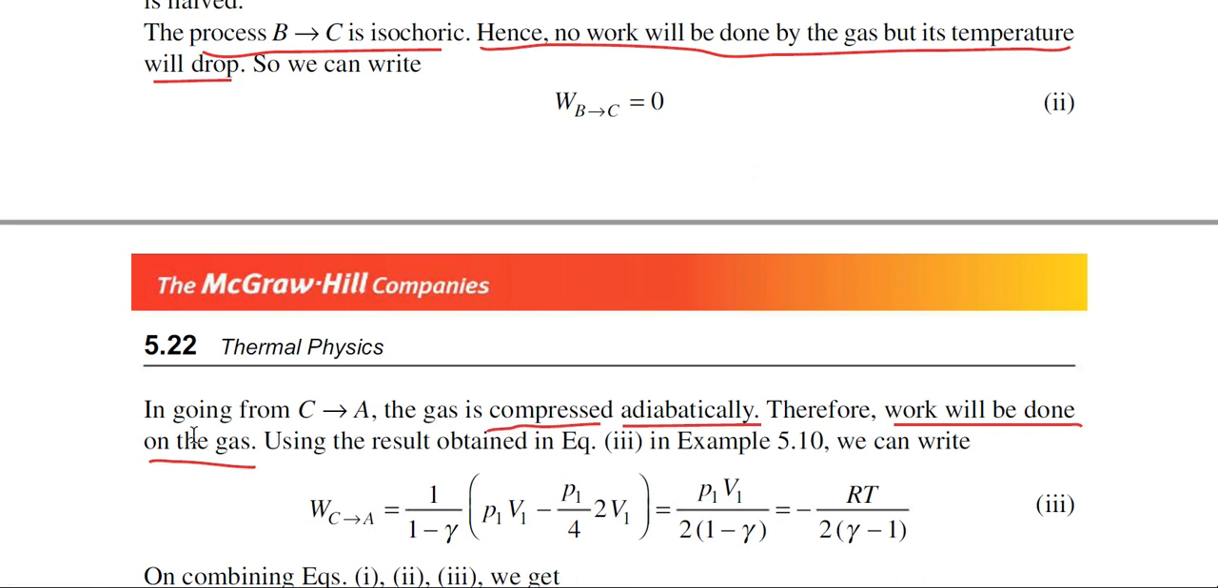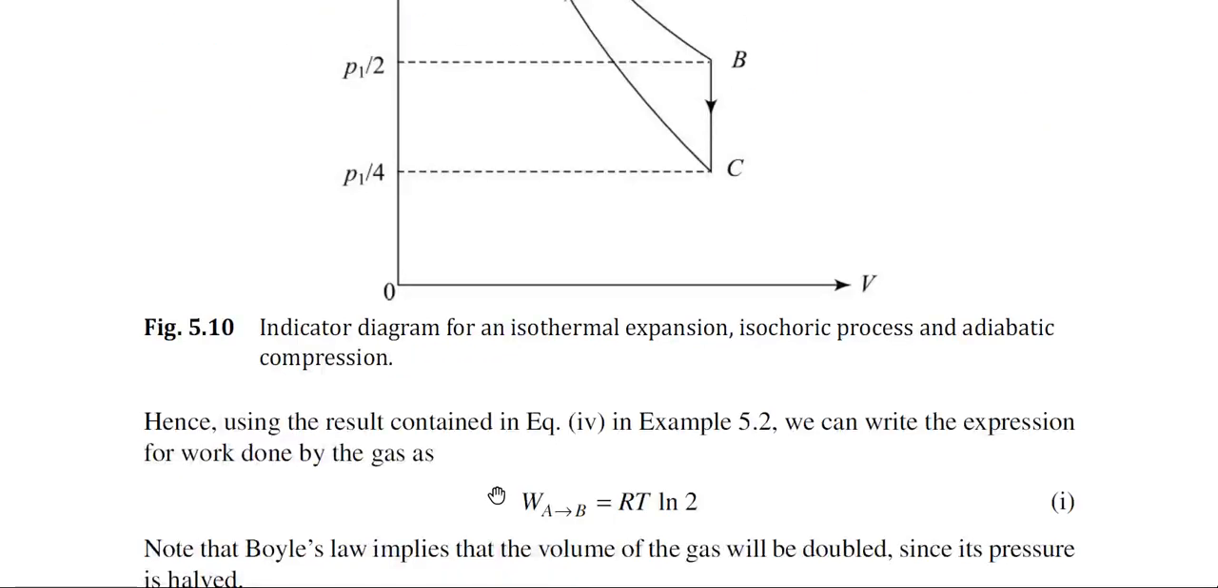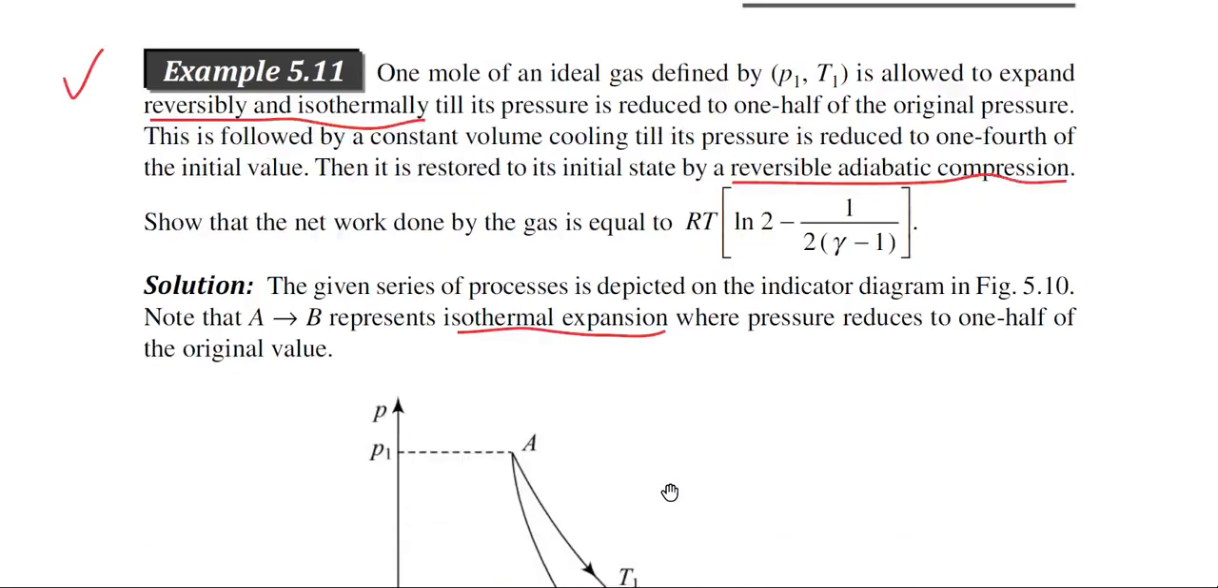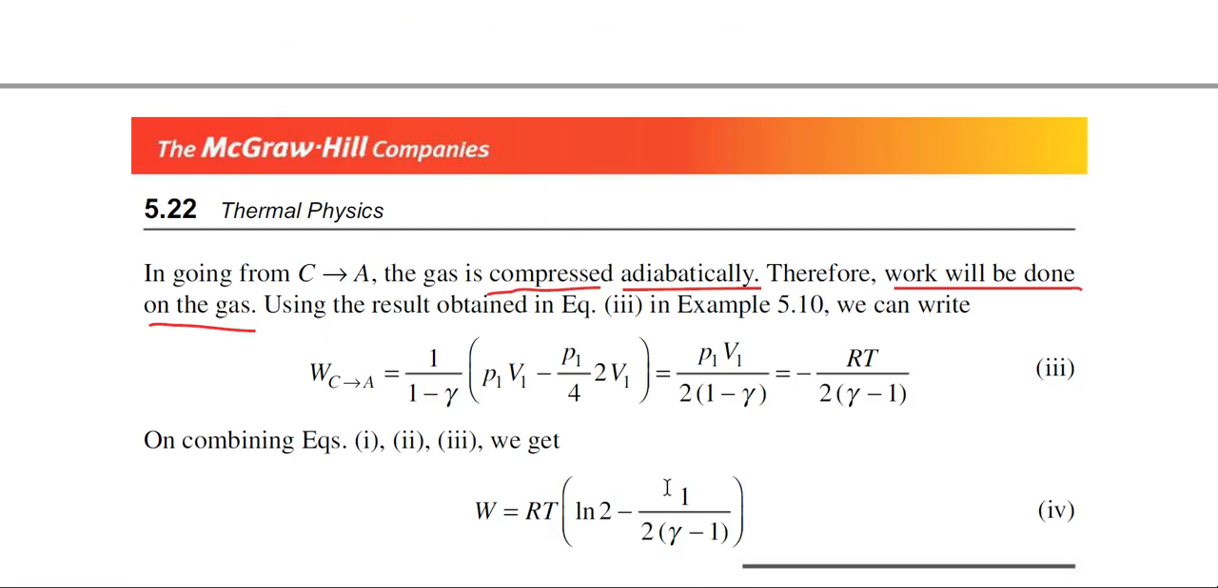Now the last one, when the gas is going from the point C to A. In that particular process, the process is adiabatic and the gas is being compressed. So gas is compressed, but the process is an adiabatic one. So what will be the work done? We can use the work done for an adiabatic process by the formula that we derived earlier, that is 1 by 1 minus gamma times P2 V2 minus P1 V1. So we can use this particular formula.